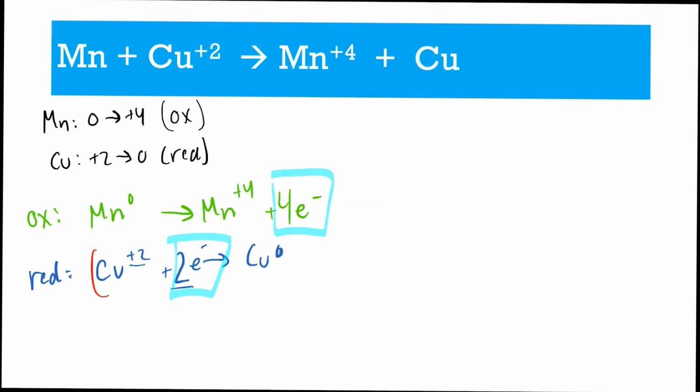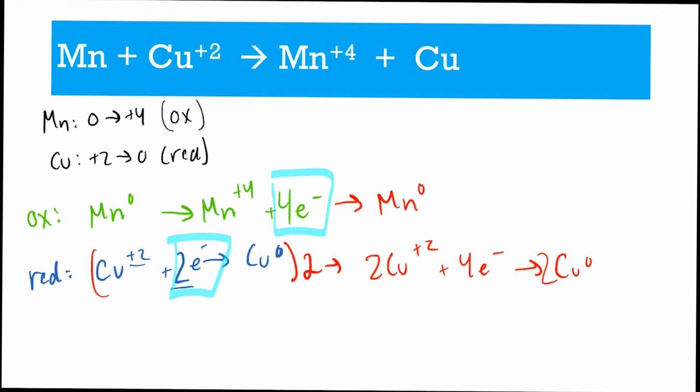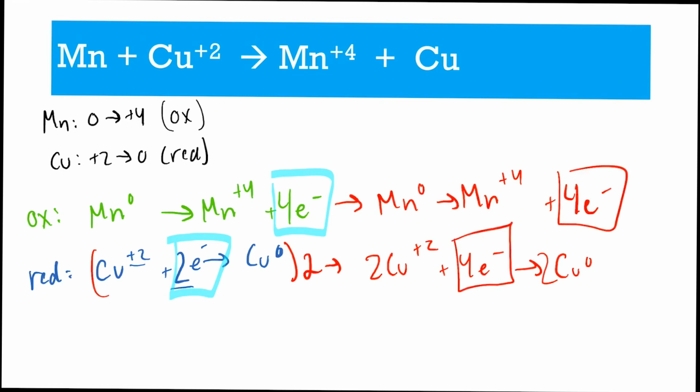That means this entire reduction reaction needs to be multiplied by 2, which gives you 2 of these, plus 4 of those, and 2 of these. Now nothing needs to happen to the oxidation reaction, so we can just rewrite that like this. Now we have 4 electrons being lost, 4 electrons being gained. That is balanced. We can now get rid of those.